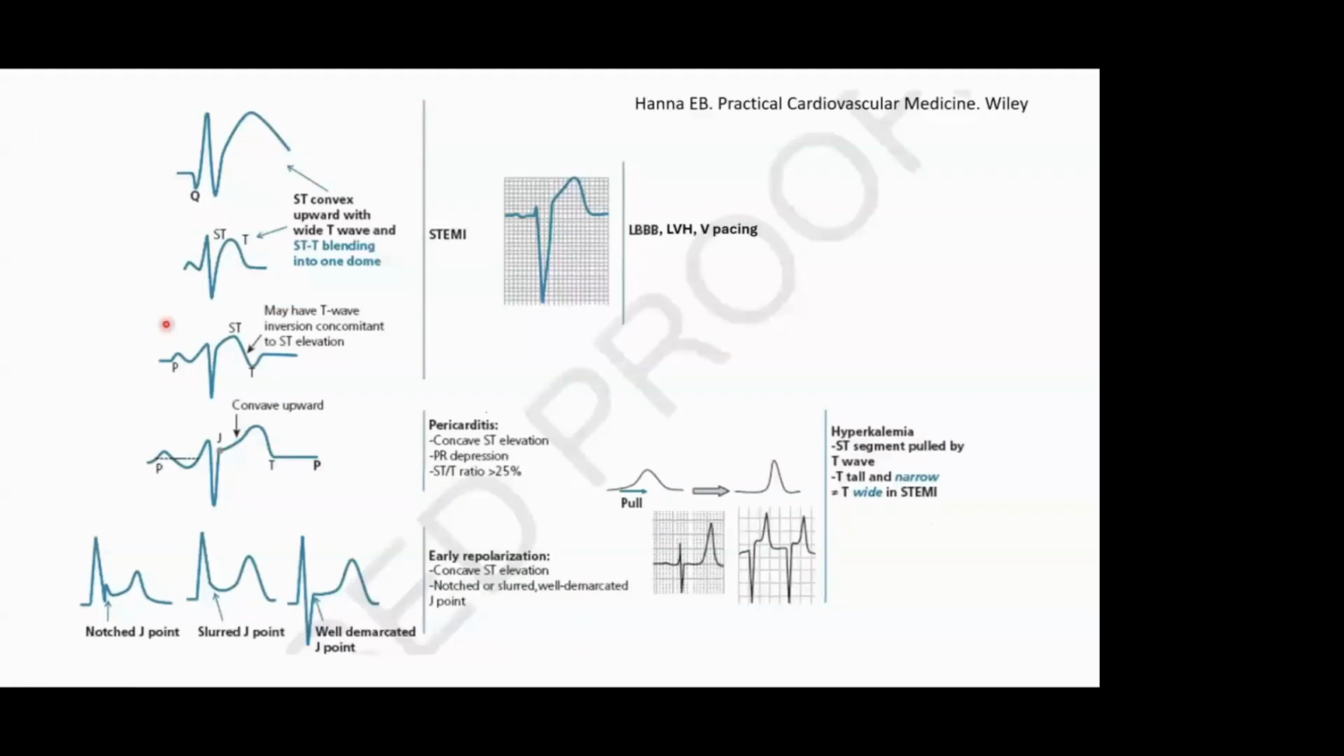I hope everyone understood. I already told you, the ST will be convex upward because of the S wave. This ST segment makes a dome with the T wave, and the T wave widens and becomes symmetrical and is called a hyperacute T wave. This may not be fully occlusive. Some flow will be there. So a biphasic T wave will be there, like this. This is a STEMI finding. This is going to be a STEMI.